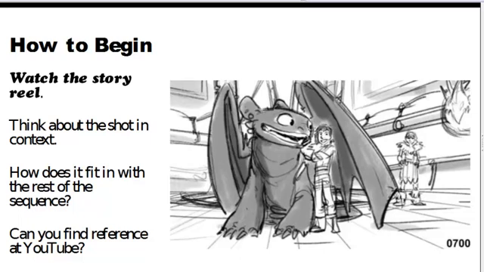So to begin, you're going to watch the storyboards or the story reels if you've got them. You want to think about the shot in the context of the project overall and how it fits in with the rest of the sequence. And if you're lucky enough to work on a movie like How to Train Your Dragon, you're going to have super talented board artists who are really going to give you nice poses and expressions. Otherwise, you're going to find you're going to have to rely on your own thumbnail sketches. There's also, especially with animals and creatures, as we've said, loads and loads of useful reference at YouTube.